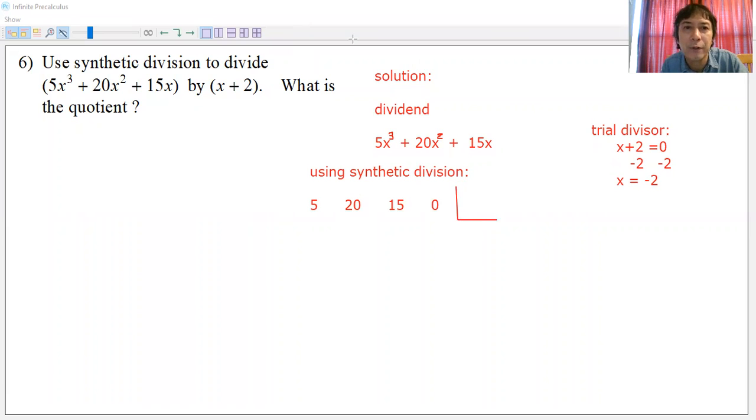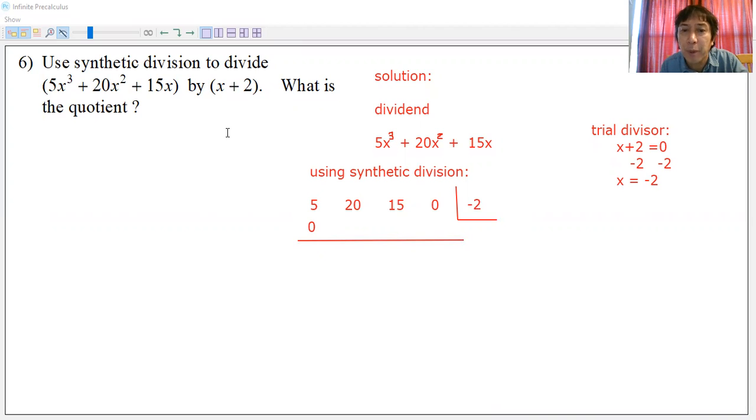And here we have the negative 2, our trial divisor. Negative 2 there. All right, so we proceed with our synthetic division, put the horizontal line, and we write the first 0, our first addend. Our first addition is from the highest degree term, 5, the numerical coefficient.